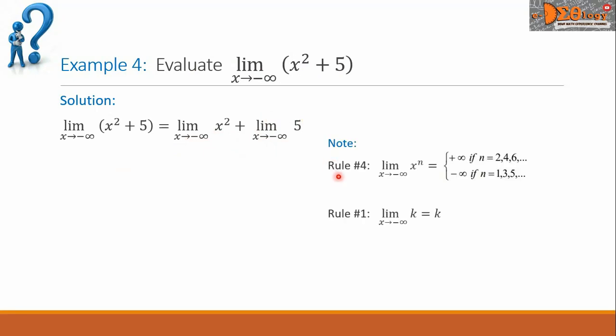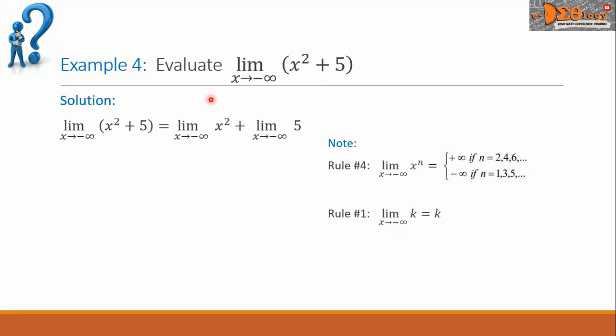Let us note that by rule number 4, the limit of x raised to n as x approaches negative infinity equals positive infinity if n is an even number and it is greater than or equal to 2, while the answer will be negative infinity if n is an odd number that starts with 1 onwards. And rule number 1 says the limit of the constant k as x approaches negative infinity equals k.